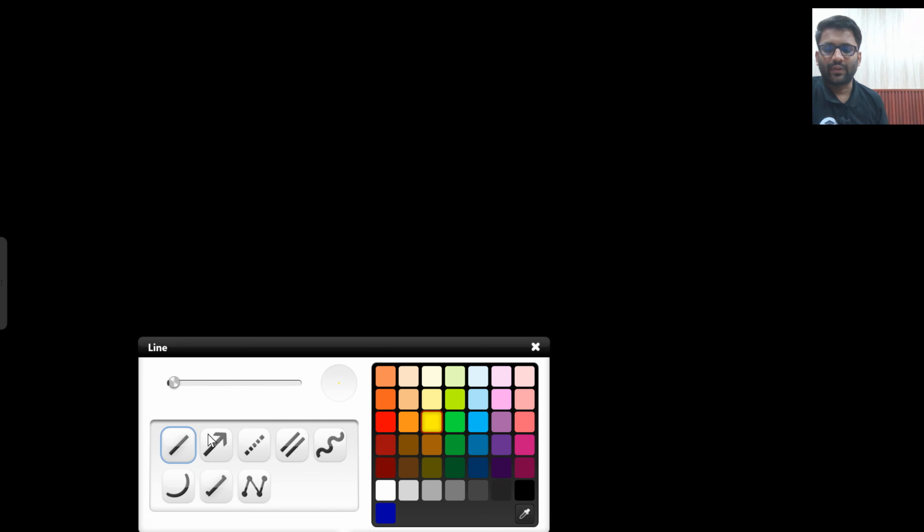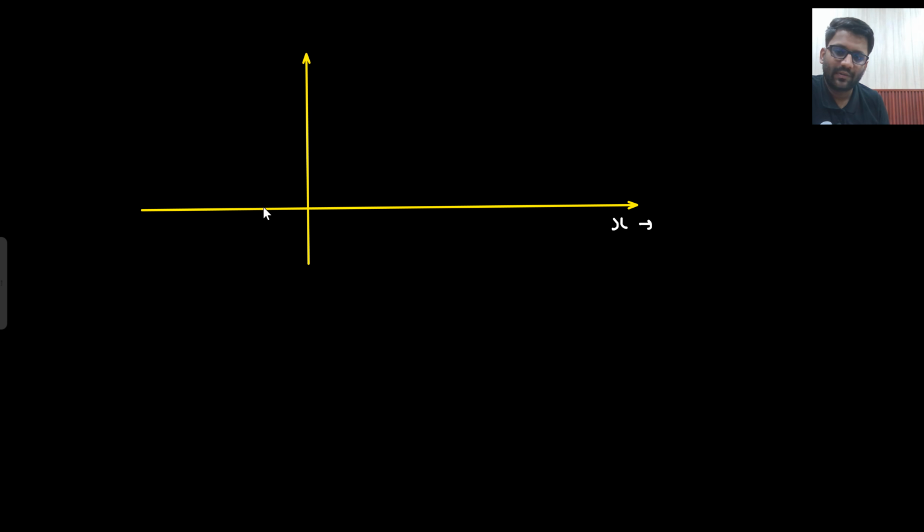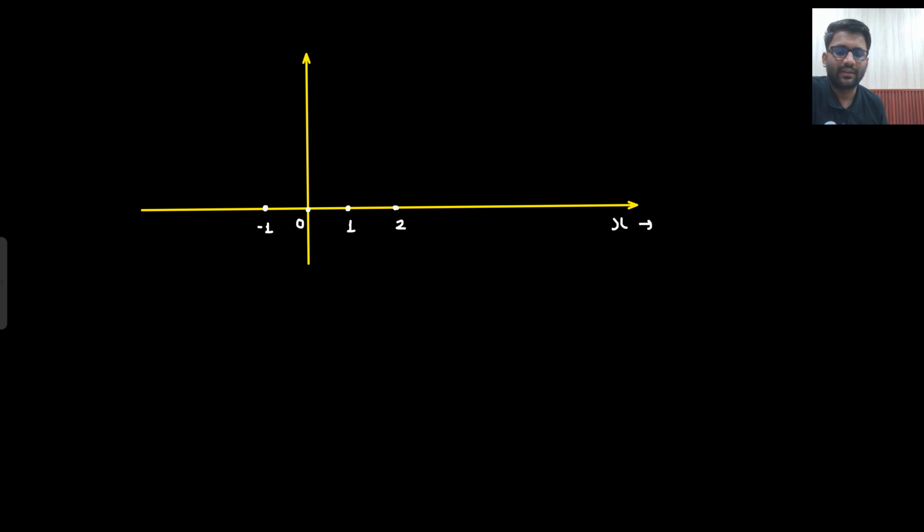Okay, so what you are getting here, random variable x is taking values minus 1, 0, 1 and 2, right? At minus 1 you have 1 by 6, then 1 by 3, 1 by 3 and 1 by 6, right?